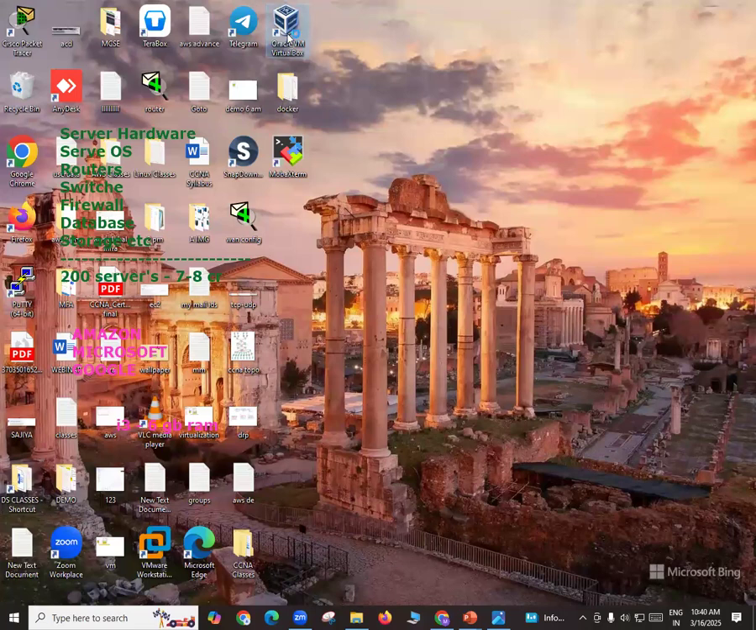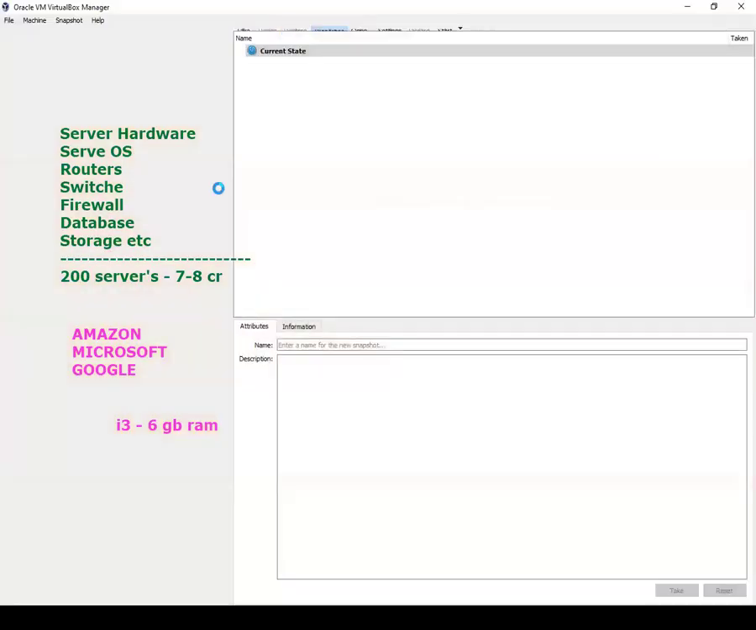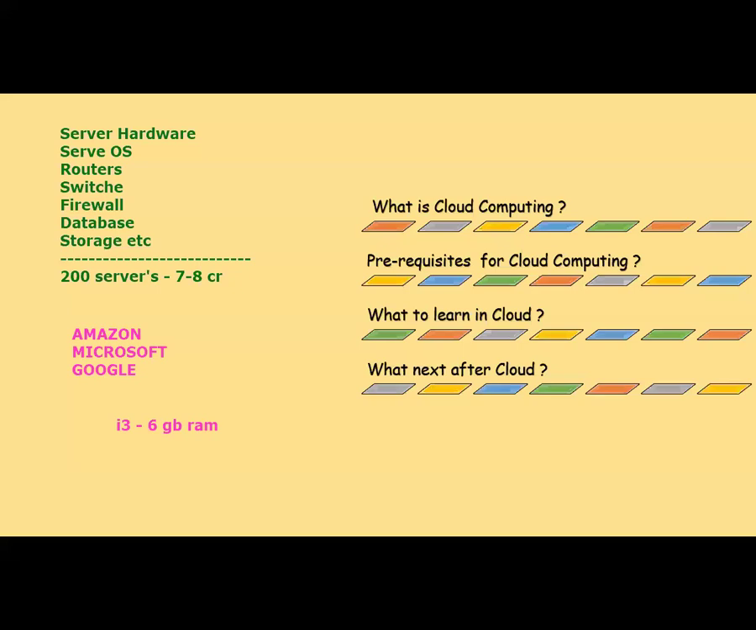But for Linux server administration, we use something called Oracle VirtualBox. In this Oracle VirtualBox, we will create some virtual machines. Normally I create a Linux virtual machine with 2 GB RAM. But if you can provide 1 GB RAM for practicals, that's also enough.